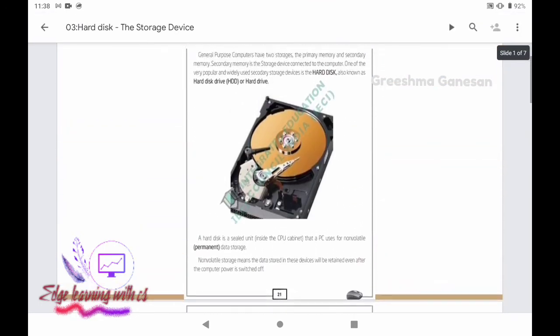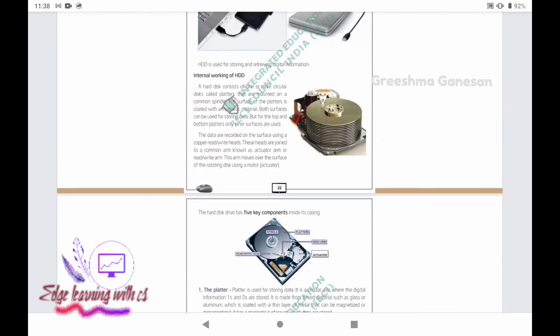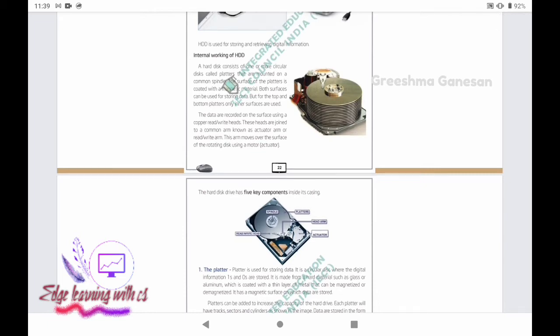And also you can see the hard drive example here. This is the embedded hard drive. Then you can see the internal working of a hard disk drive. A hard disk consists of one or more circular disks. These circular disks are called platters that are mounted on a common spindle. You can see in this image some disc shapes connected. This is known as platters and it is commonly mounted with a spindle.